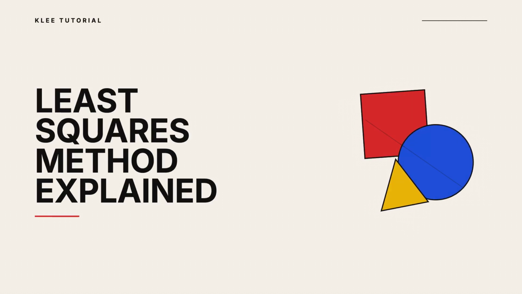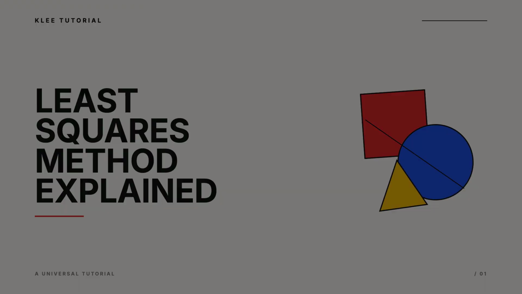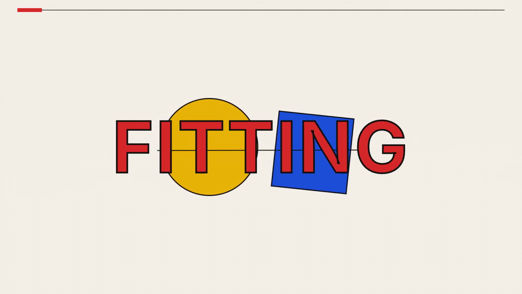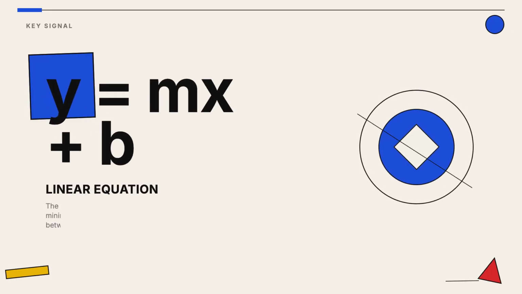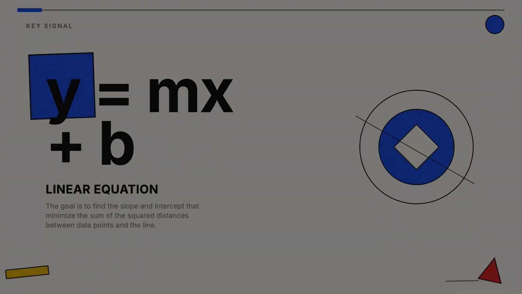Have you ever wondered how analysts draw a straight line through a messy cloud of data points? That is the least squares method. It is a mathematical technique used to find the best fit for a set of data by minimizing the variance of the errors. The formula looks for the line where the total squared vertical distance between each data point and the line itself is as small as possible.